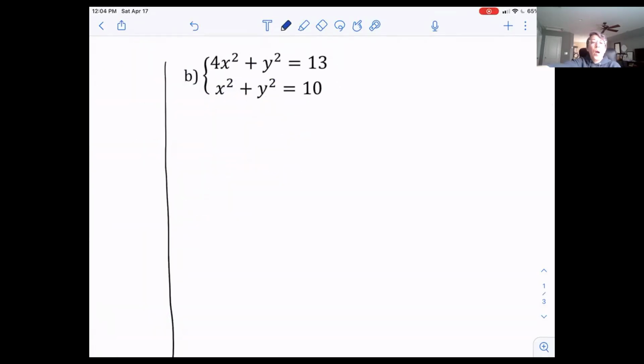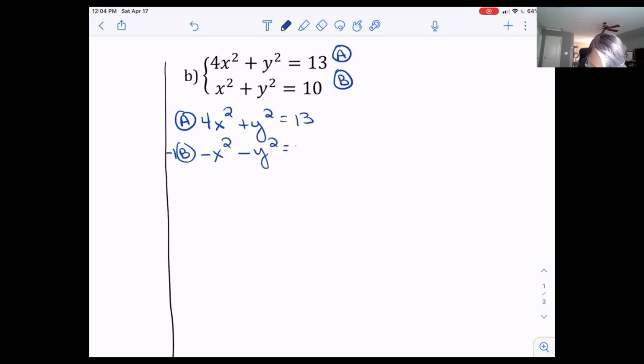Now let's take a look at problem B. Again, we have equation A and equation B. The nice thing is both equations have x squareds and y squared, so we can use the elimination method. We can keep A as is and multiply equation B by a -1. So when we add the two equations, we're left with a 3x squared equals 3.